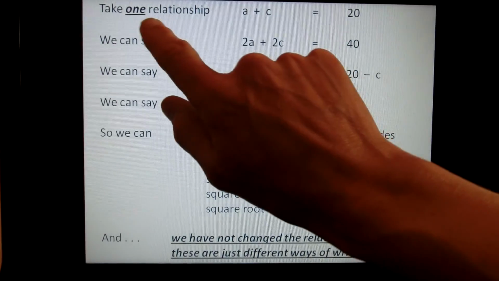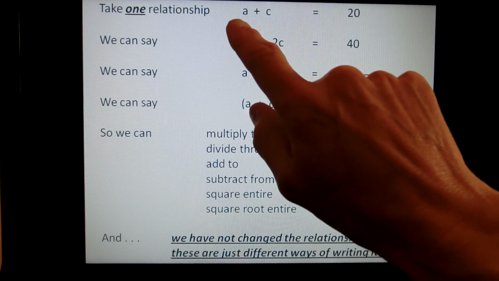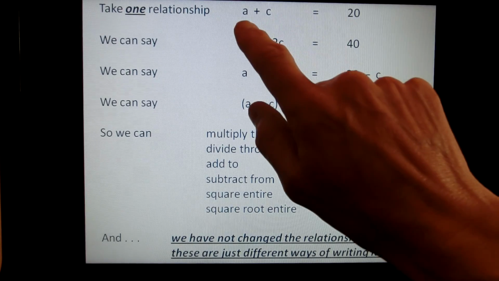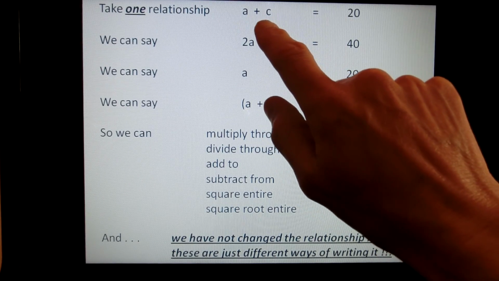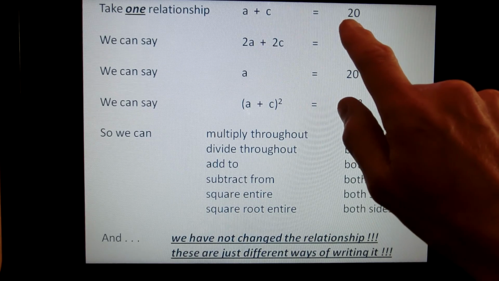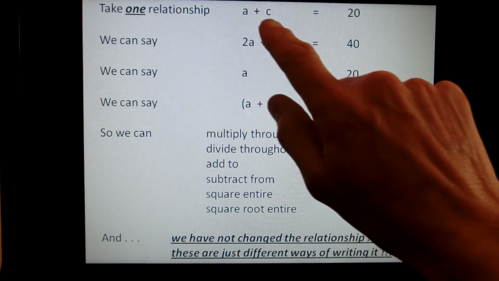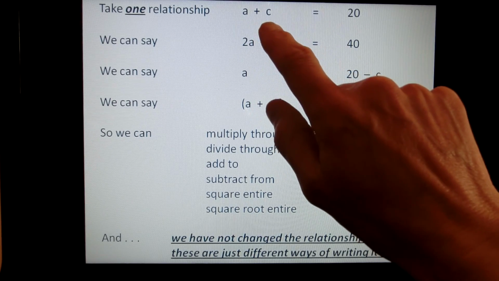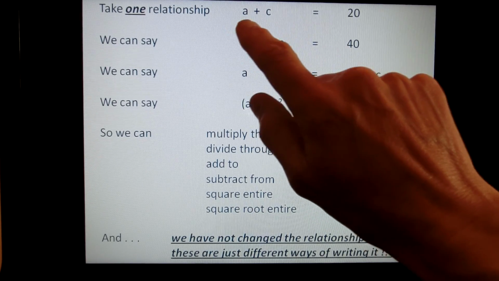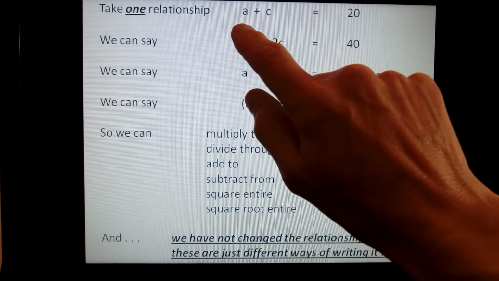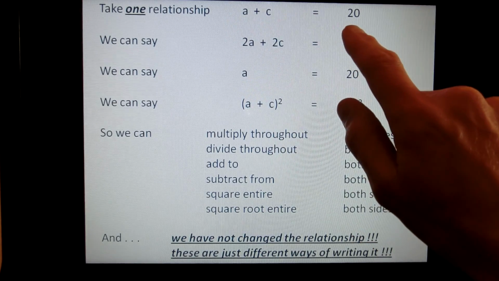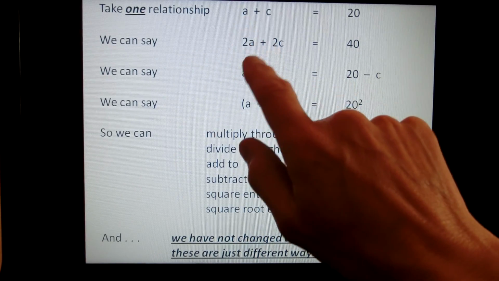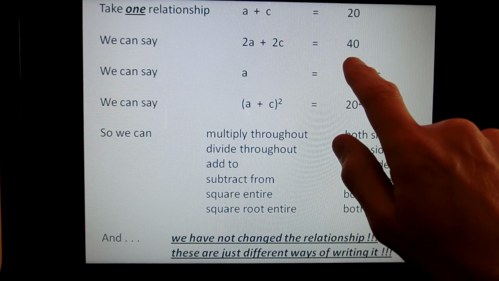If we have, let's take one relationship. Let's say, for example, that the cost of an adult ticket and a child ticket is £20. So one adult and one child go to a ticket booth to buy tickets, and the cost of the adult ticket and the child ticket together is £20. We don't know what the adult ticket costs nor what the child ticket costs, but we do know about the relationship that one adult ticket and one child ticket together cost £20. What we can then say is that 2 adult tickets and 2 child tickets would cost £40.